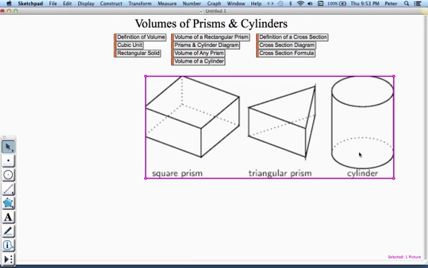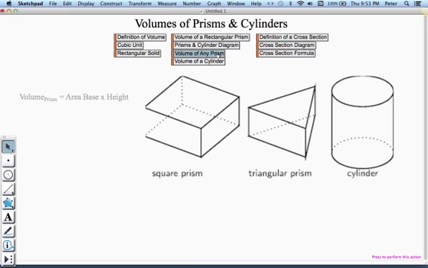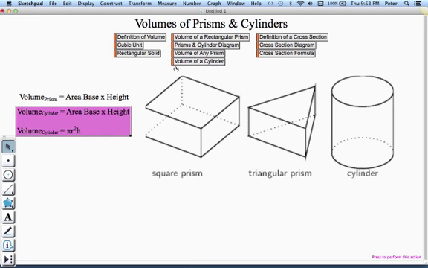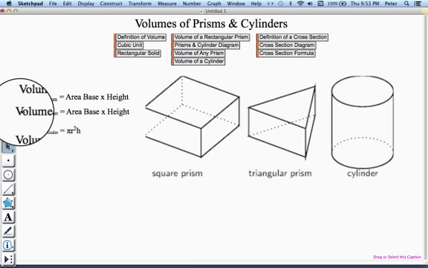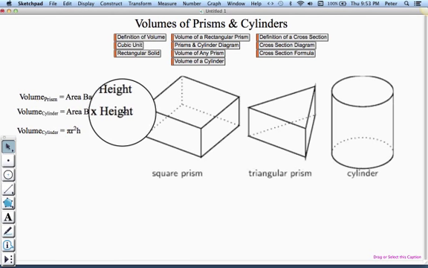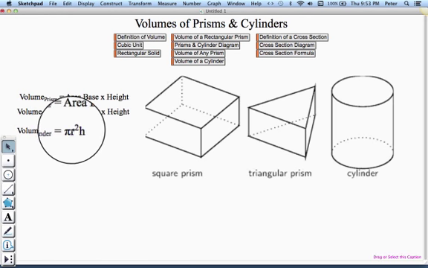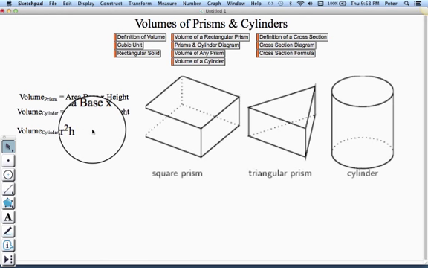Nevertheless, the formula for volume for a cylinder is the same as what we'd find for a prism. So the volume of a prism, as we said, is the area of the base times the height. That applies to any kind of a prism, be it square prism, or triangular prism, or pentagonal prism, or something like that. The volume of a cylinder will also be the area of the base times the height. Now, when we recognize that a cylinder always has a round base, then the volume of the cylinder can be written as pi r squared times h.